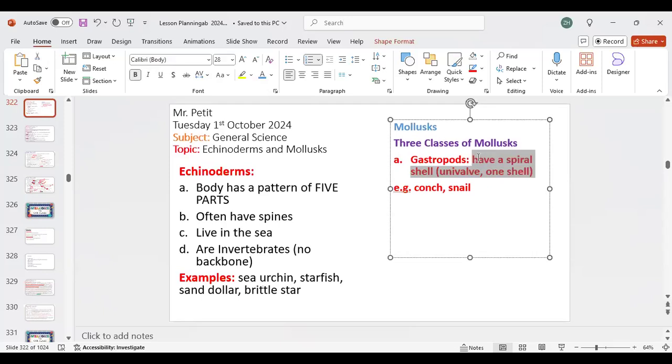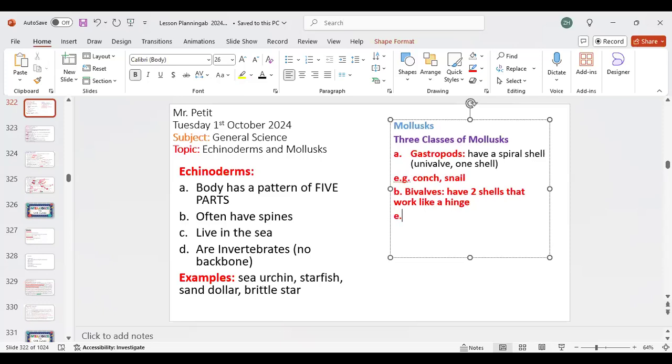It's a word that starts with a B. Bivalves. Yes, bivalves. So bivalves, they have how many shells? They have 2 shells that work like a hinge, like a door hinge.